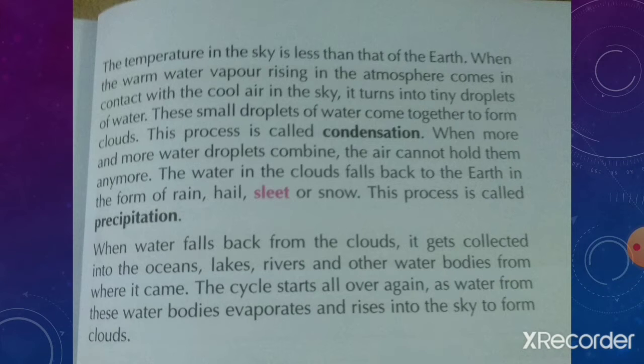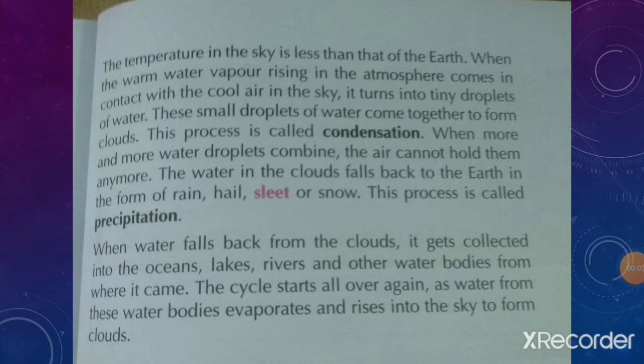तो this cycle starts all over again and again as water from these water bodies evaporates and rises into the sky to form clouds. तो इस तरह से प्रोसेस चलता रहता है. ये वापस से जब सन रेज इन वाटर बॉडीज पे आती हैं तो फिर ये वाटर वार्म होके वेपर बनता है और वेपर बनने के बाद ये फिर से एटमॉस्फेयर में जाकर कूल एयर के कांटेक्ट में आता है, फिर से क्लाउड्स बनाता है, फिर क्लाउड्स का वाटर वापस से इन वाटर बॉडीज में रेन, स्लीट इनकी फॉर्म में वापस आ जाता है. तो इस तरह से स्टूडेंट्स ये वाटर साइकिल रेगुलरली चलती रहती है. Okay.